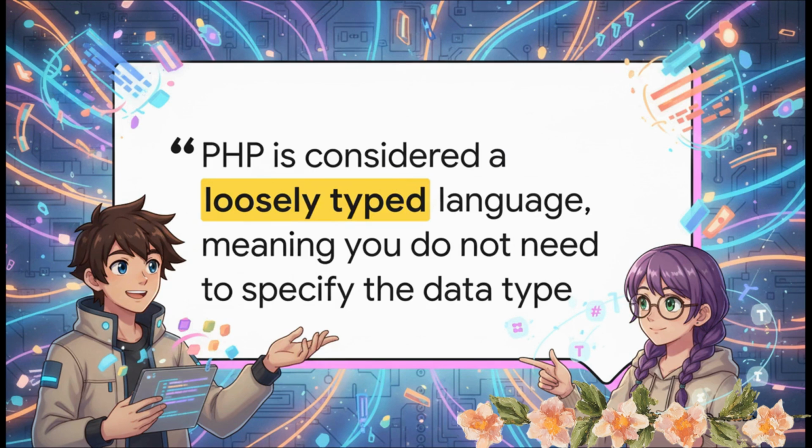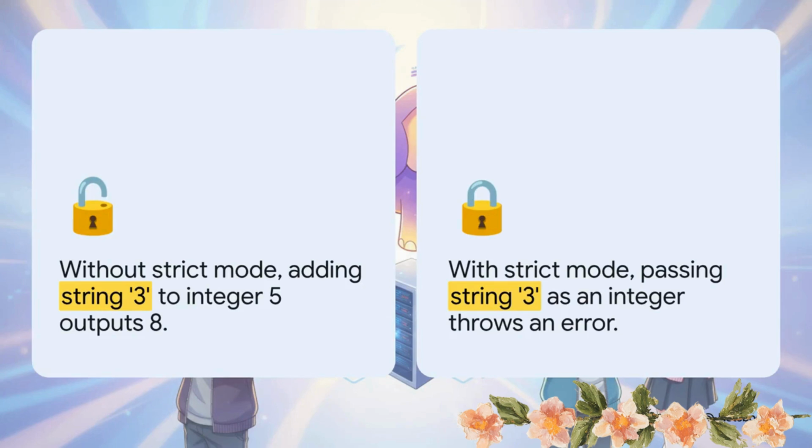PHP is way more flexible than that. It automatically figures out if your variable is text or a number at runtime based entirely on what you assign to it. Honestly, this makes it incredibly friendly and forgiving when you're just starting out. But there is a bit of a catch to loose typing. While it's super easy, as you advance in your coding journey, it can sometimes lead to sneaky little bugs, like accidentally adding the word 3 to the number 5.